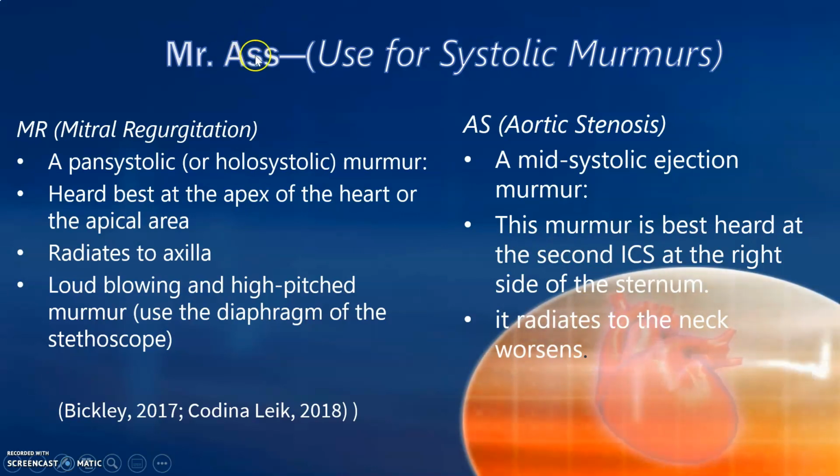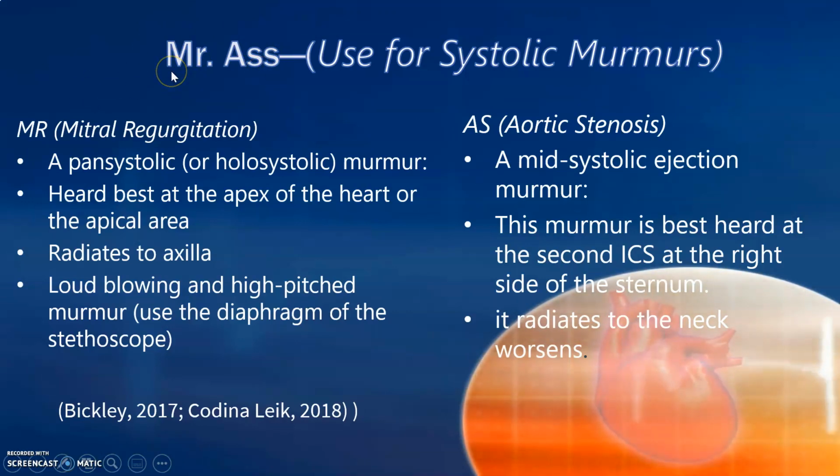Now, the S stands for systolic. The AS stands for aortic stenosis. Aortic stenosis is a mid-systolic ejection murmur, and this murmur is best heard at the second intercostal space at the right side of the sternum, and it can also radiate to the neck. Okay? The sound can radiate to the neck. So again, how do you identify whether this is mitral valve regurgitation or aortic stenosis? You can use the mnemonic Mr. Ass.